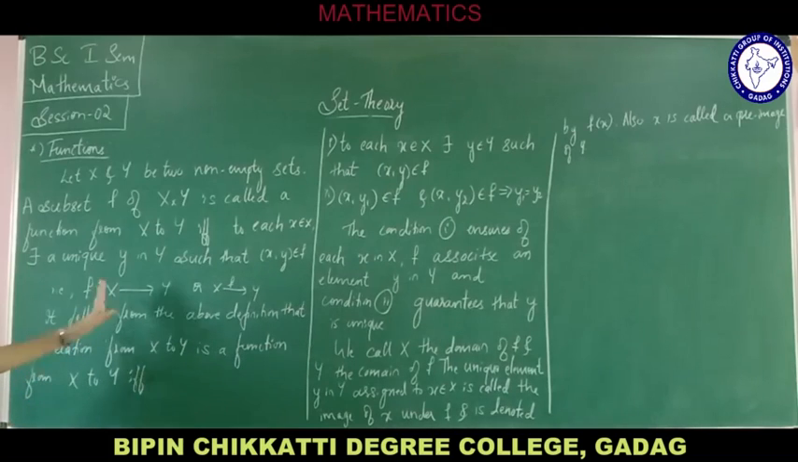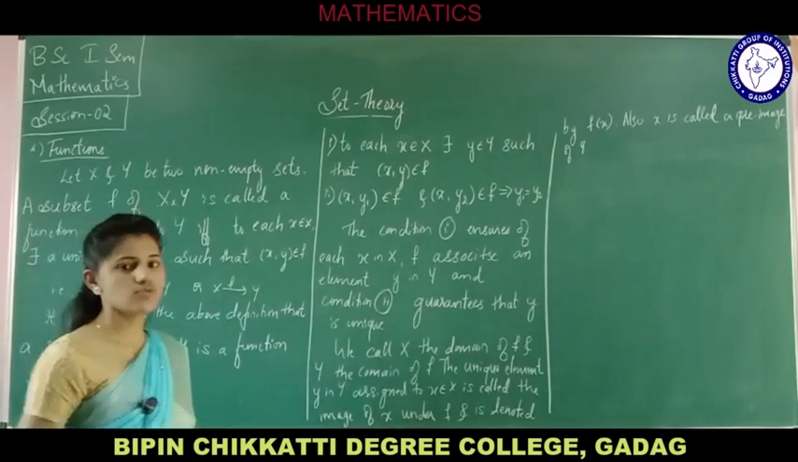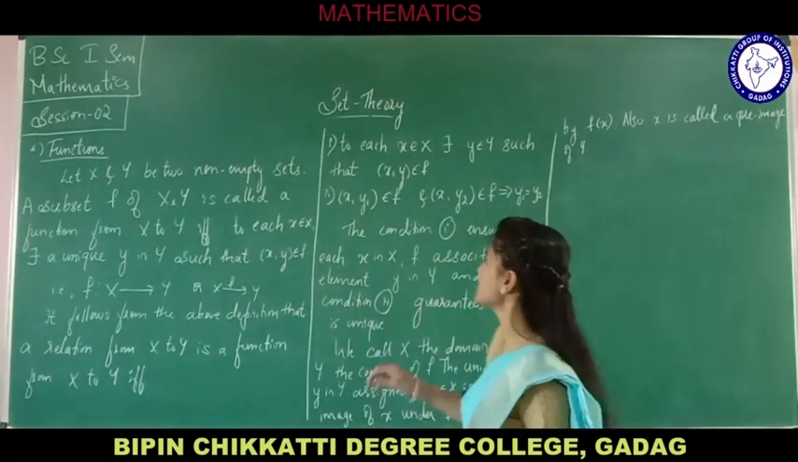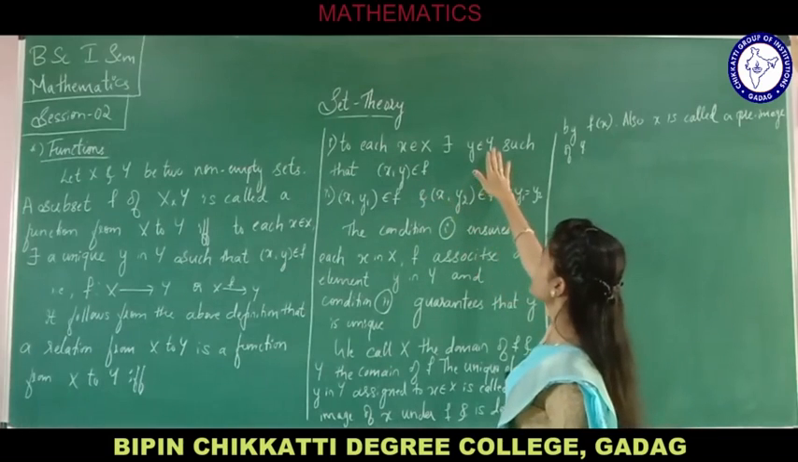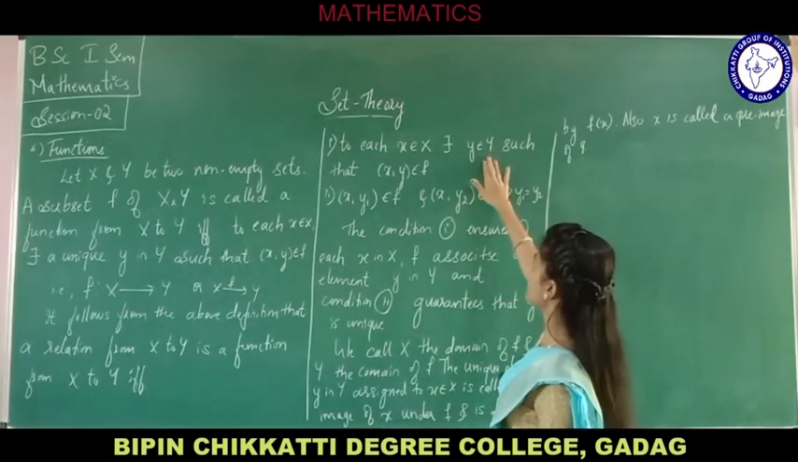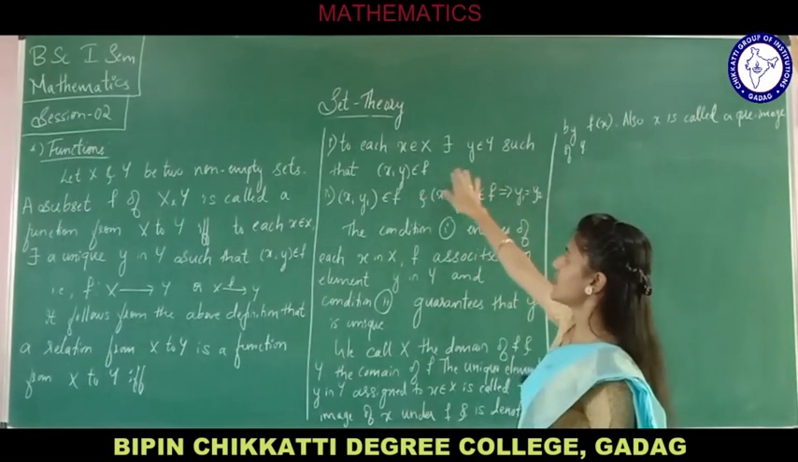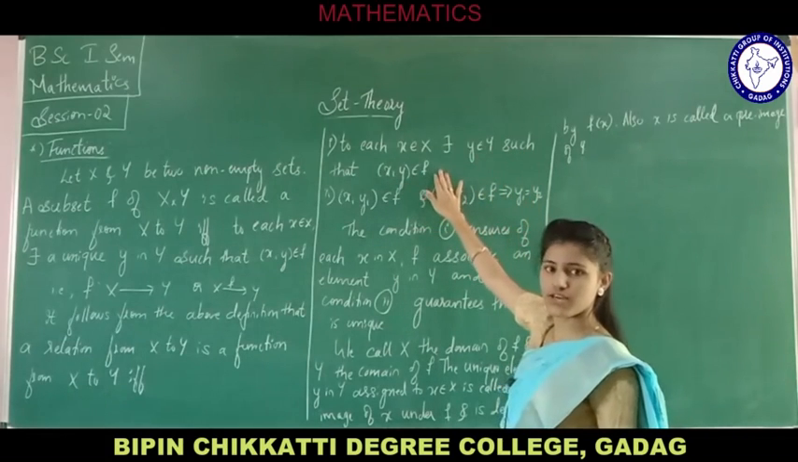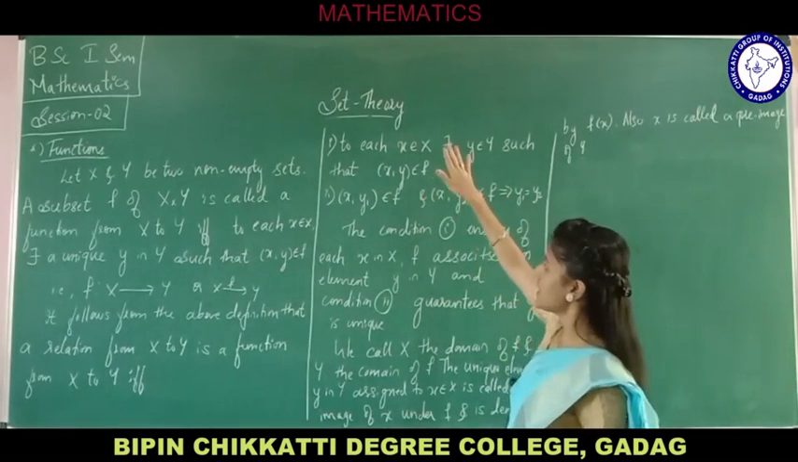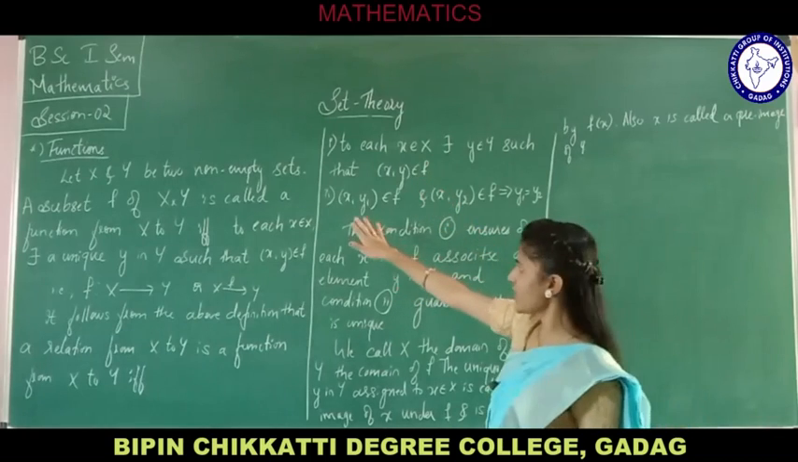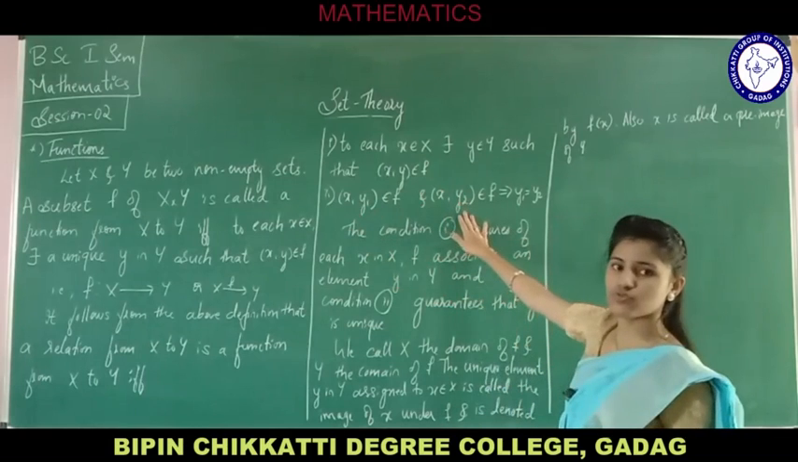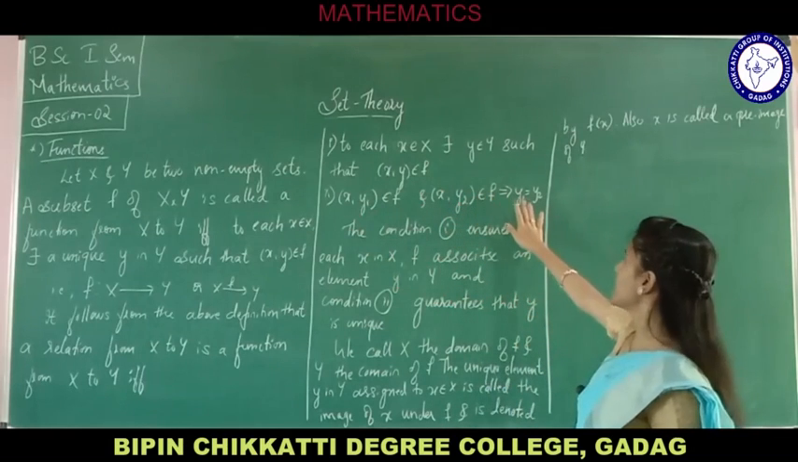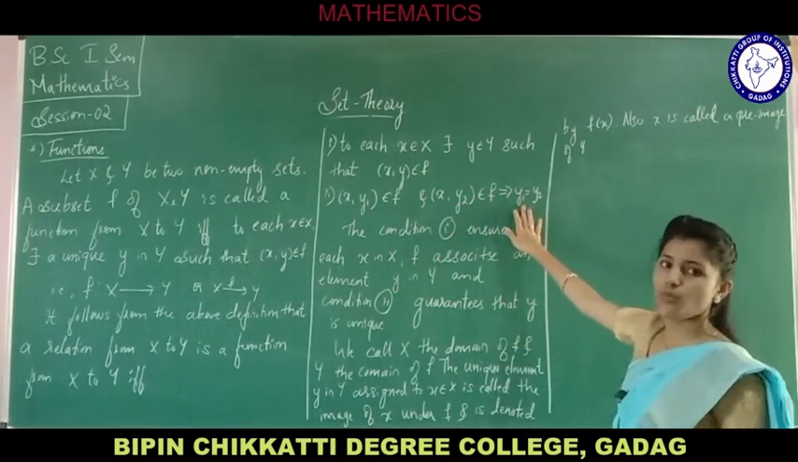This means a relation is a function if and only if it satisfies two conditions. The first condition is that for each x belonging to X, there exists a unique y belonging to Y such that (x, y) belongs to F. The other is that if (x, y1) and (x, y2) both belong to F, then y1 will be equal to y2.